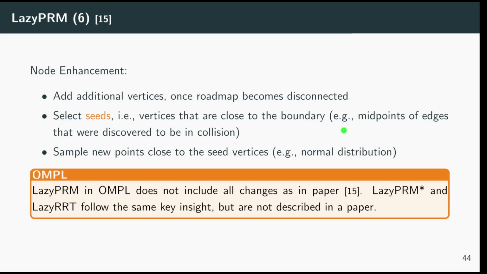Okay, and so LazyPRM is also implemented in OMPL. When I last checked the code, it had just a very basic version. It did not have the node enhancement, as far as I know. They also implemented LazyPRM star and LazyRRT, for which there's no paper to my knowledge, but you can extrapolate from this idea that it's not so difficult to include it in the other variants of the algorithm.